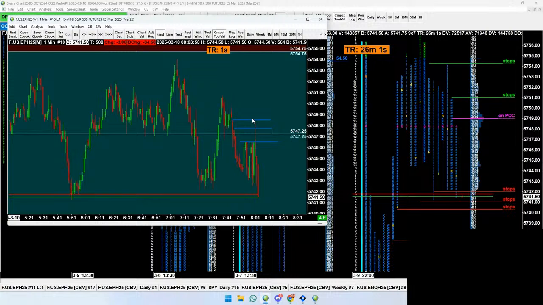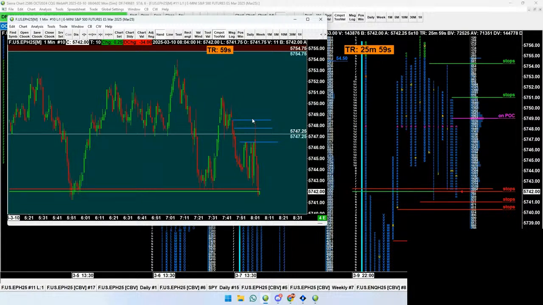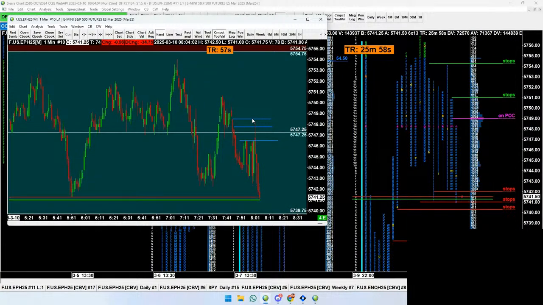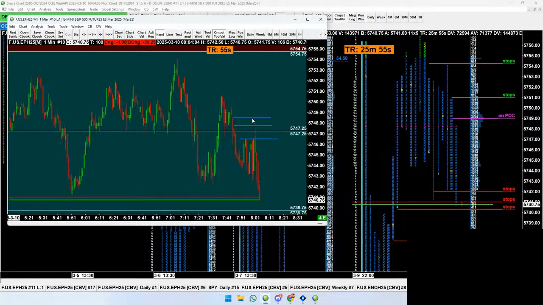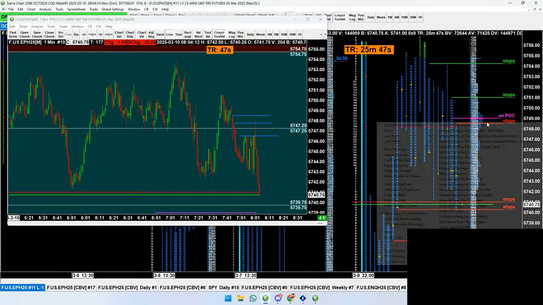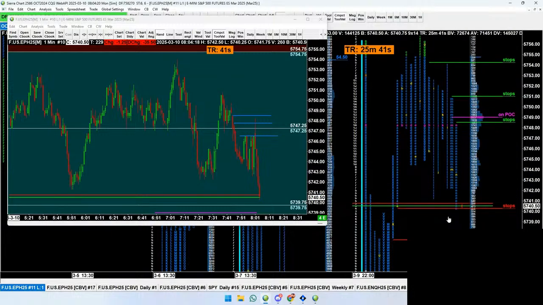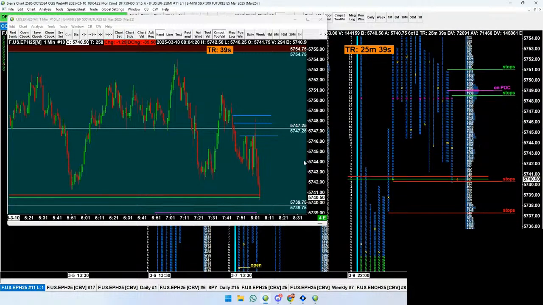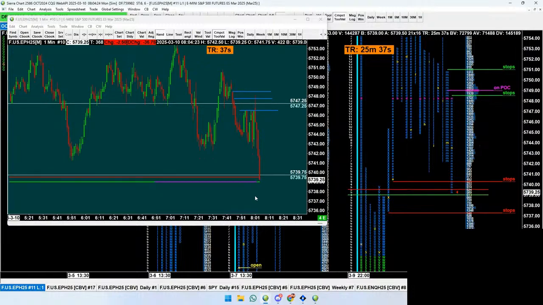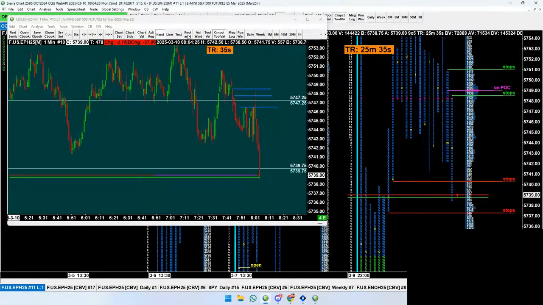So what I use this session for is to get my awareness of where the inventory is, where the buying and selling is, right? So we take out these lower stops. The next one, if we take out 40, we'll be coming down into VWAP, right?